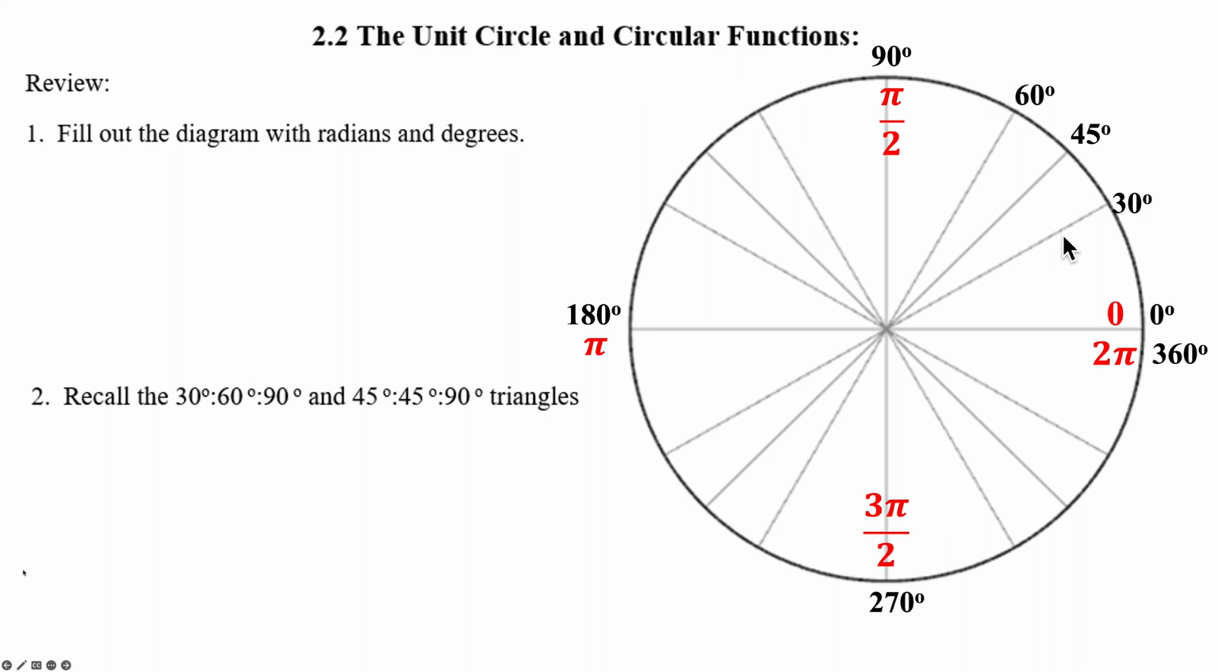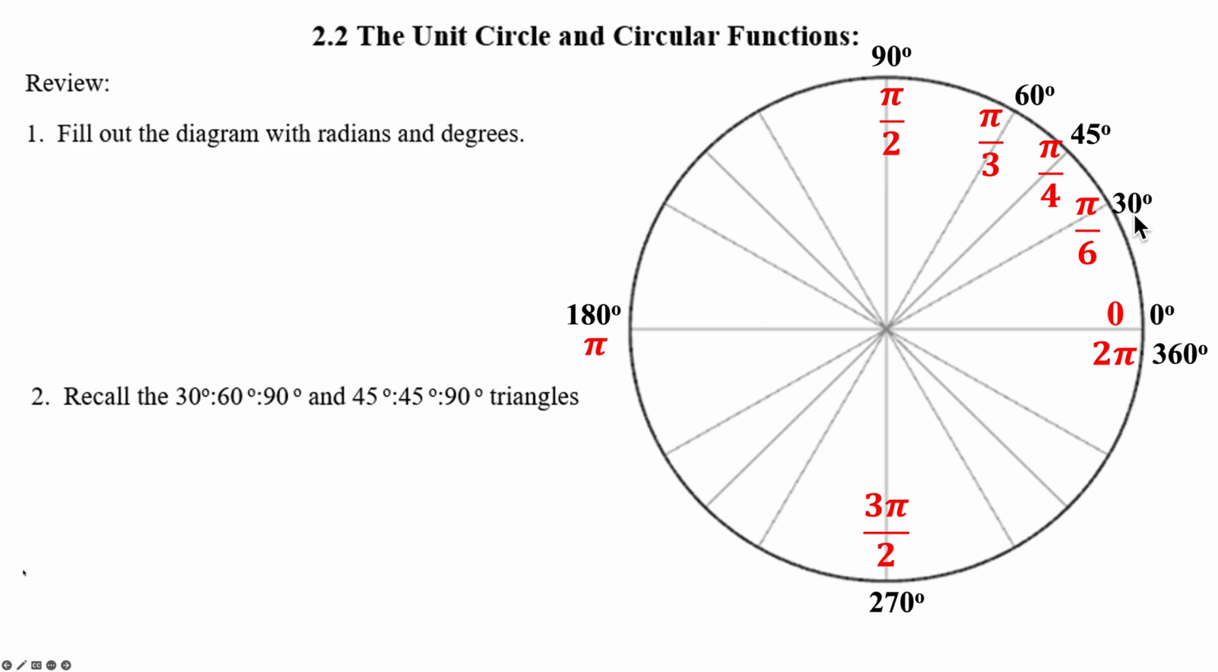Now, to build your radians, remember 180 is equal to pi. 180 divided by 90 is 2, pi over 2. 180 divided by 60 is 3, pi over 3. 180 divided by 45 is 4, pi over 4. 30 goes into 180 six times, pi over 6. So once we have this, you can build everything else.